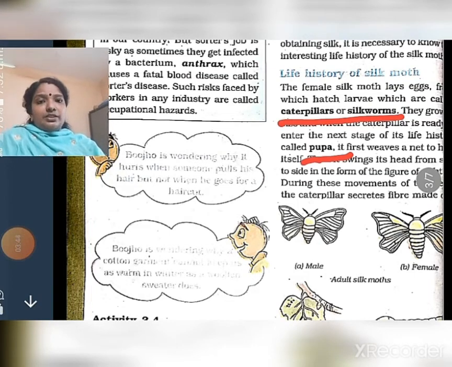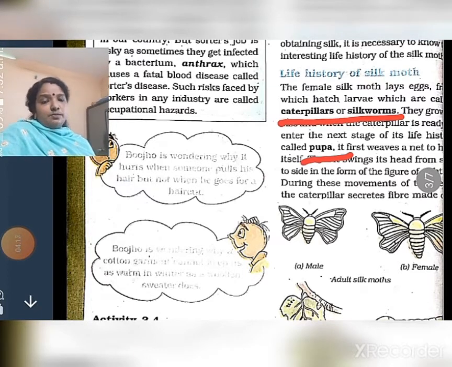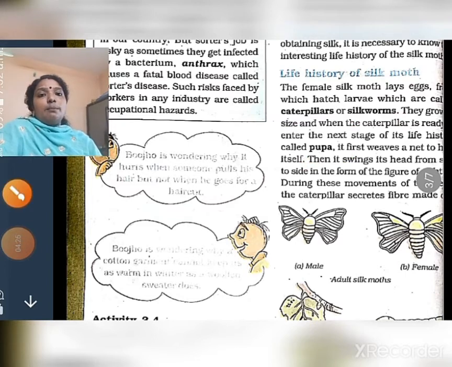In the pupa stage, it secretes a fiber. The head movement of the pupa is like a figure of 8. As a result of this movement, it secretes a fiber. This fiber is rich in protein.